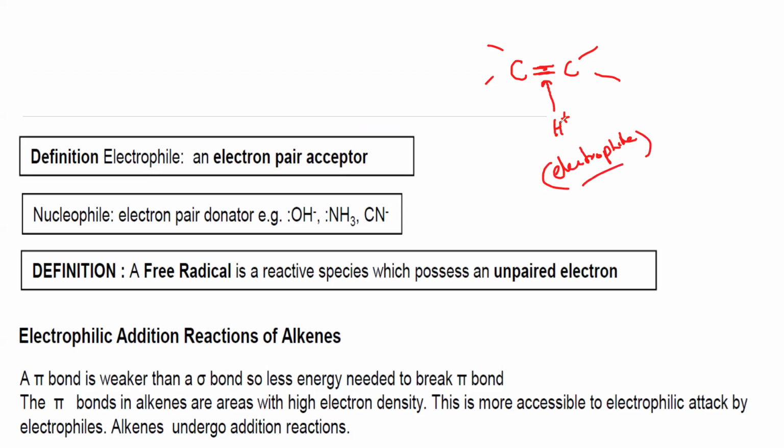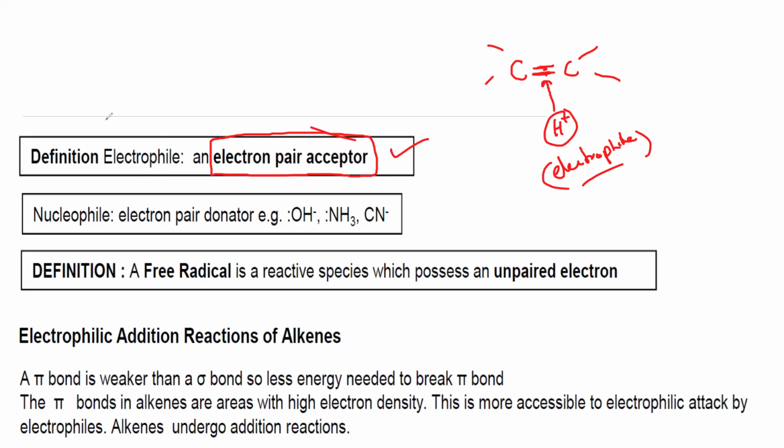Why do we call them an electron loving group? Because they are electron deficient, like they don't have too many electrons. So this hydrogen will try to take these electrons from the carbon and form a bond. So in terms of electrons, it will try to accept the pair of electrons to form a bond.